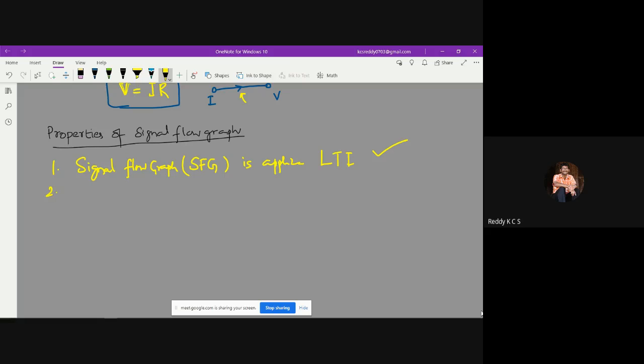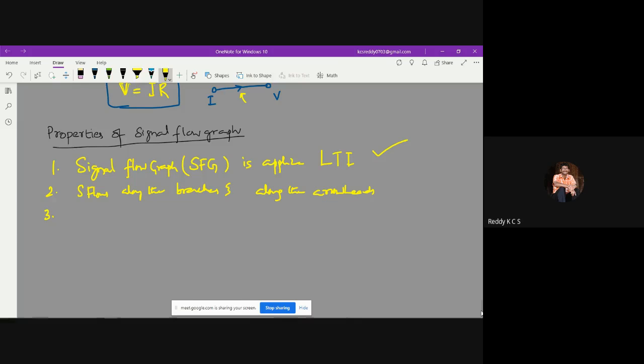The second property is that the signal in the system flows along the branches and along the arrowheads. That's what is shown here. The signal flows along the branches in the direction of the arrowhead, which means in the same direction. It does not flow in the reverse direction, against the arrowheads.